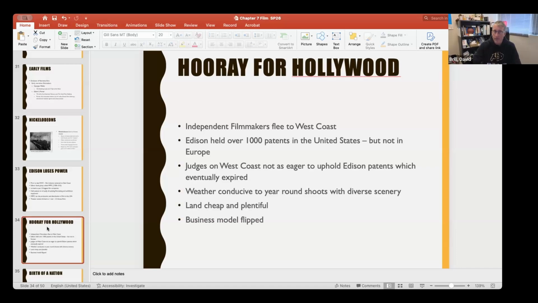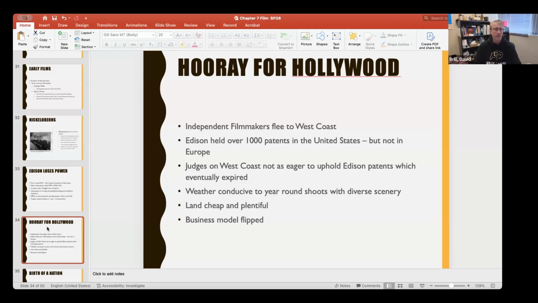And so these independent filmmakers came out here to the West Coast. They were using European equipment that wasn't part of Edison's group or the patents. And the judges on the West Coast were not as eager to uphold Edison's patents, which eventually expired. Not to mention the weather out here was conducive to year-round shooting with diverse scenery. And of course, you all know that when you watch a scene for any movie or TV show, they can turn just about anything into anything. I mean, this campus here, COC, has been, I think, used as Seattle. There was a whole series that was quote unquote shot in Seattle that was actually shot here on campus. They just changed the signage, right? Land was cheap and plentiful at one point out here. Not anymore, but it was at one point.